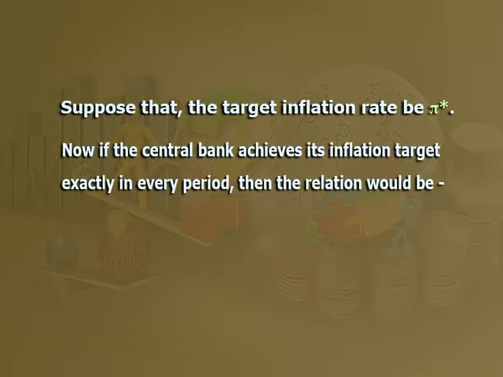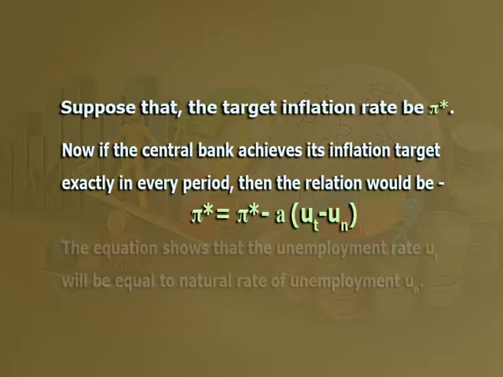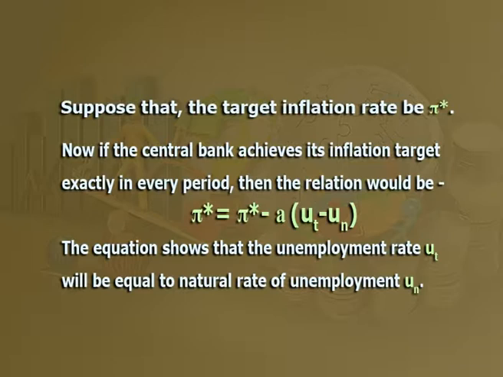Now, if the central bank achieves its inflation target exactly in every period, then the relation would be pi star is equal to pi star minus a bracket ut minus un bracket closed. The equation shows that the unemployment rate ut will be equal to the natural rate of unemployment un. The implication is output would always be equal to the natural rate of output, and hence inflation targeting helps the central bank to eliminate all deviations of output from its natural level.